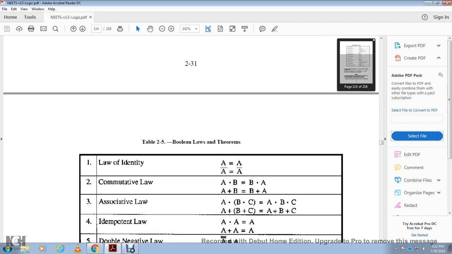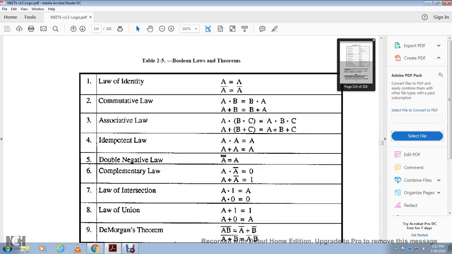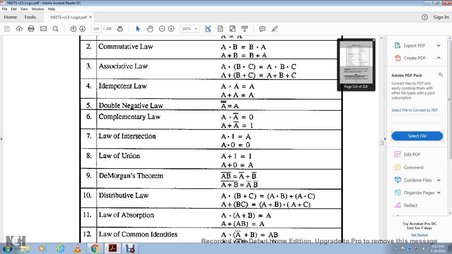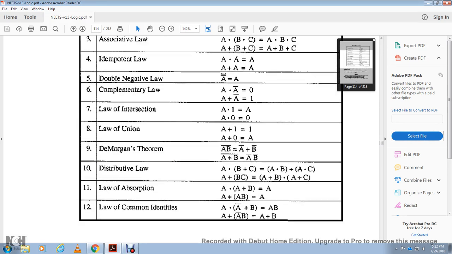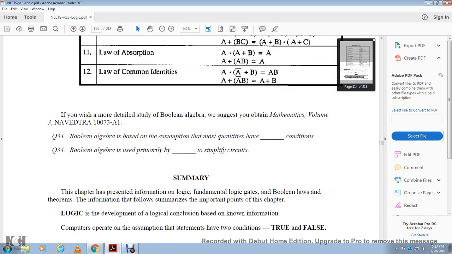All right, that covers the law of identity, commutative law, associative law, idempotent law, double negative law, complementary law, law of the intersection, law of the union, De Morgan's theorem, distributive law, law of absorption, and law of common identities. If you wish a more detailed treatment of Boolean algebra, see Mathematics Volume 3. Summary, Chapter 2.